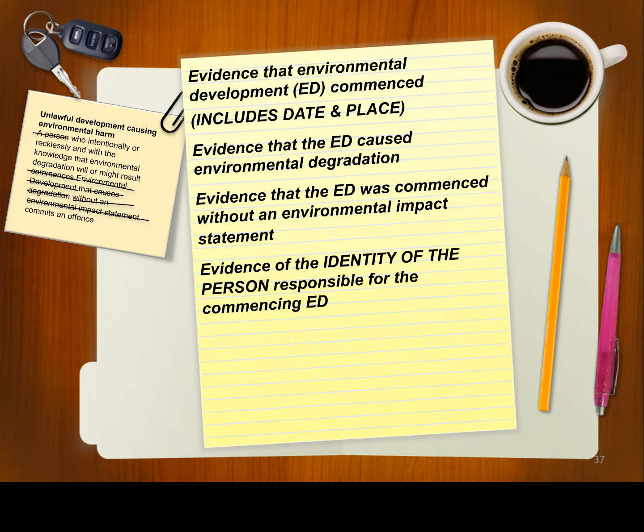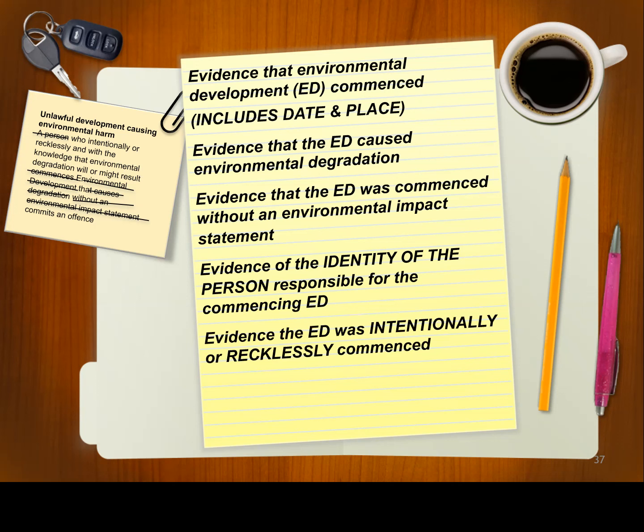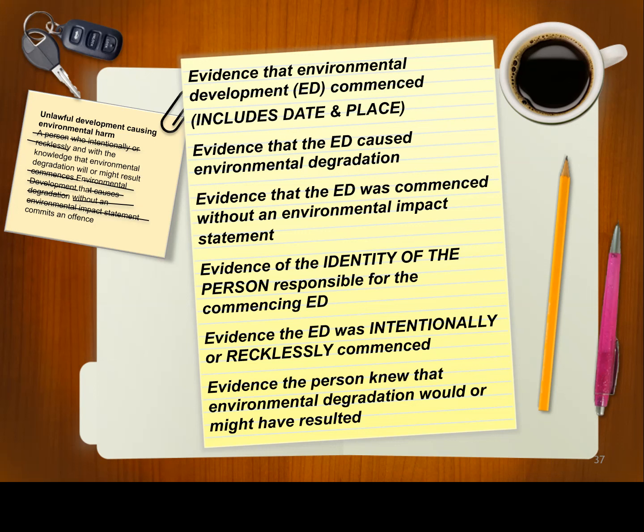Now, what is left are any fault elements that relate back to the person who is criminally responsible. We then write up the first one, being that the evidence of the environmental development was intentionally or recklessly commenced. And the second fault element: evidence that the person knew that environmental degradation would or might result.